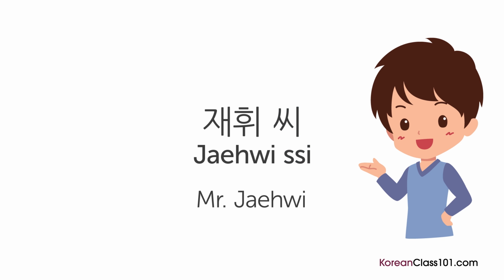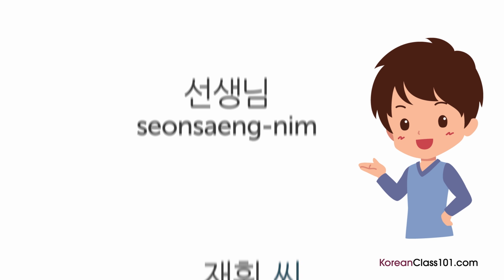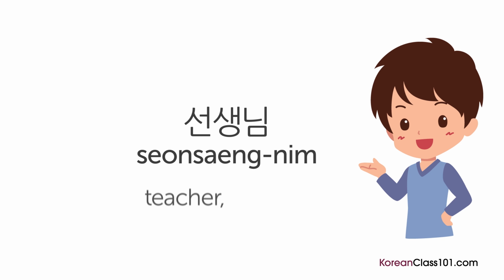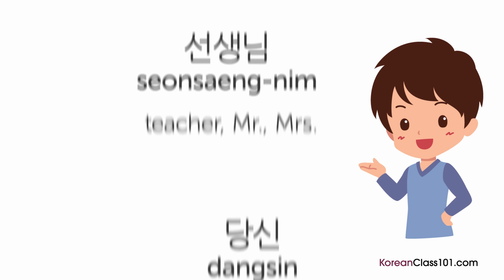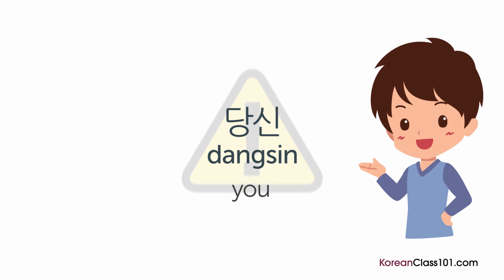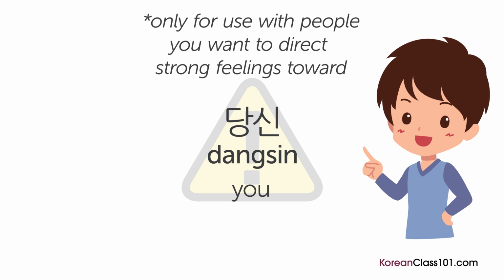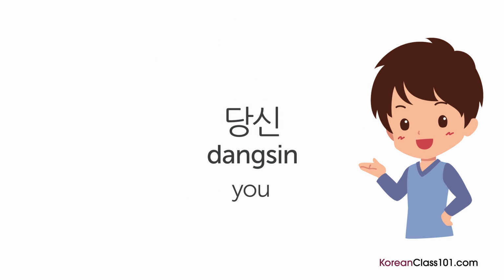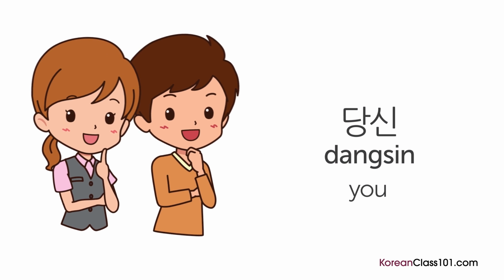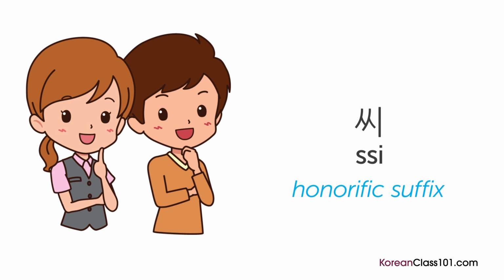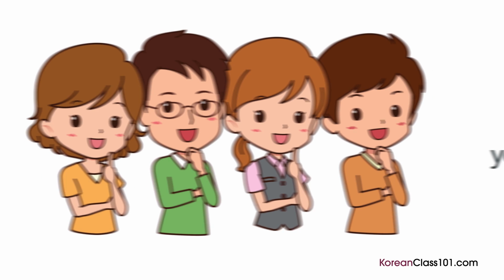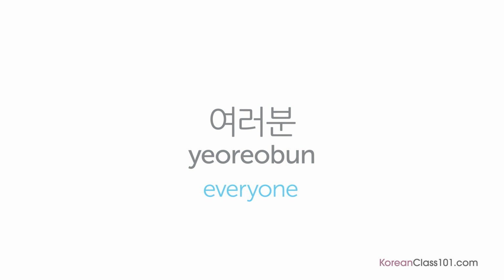People will also use job titles in place of 씨, such as 선생님. This literally means teacher, but it can also function like Mr. or Mrs. too. Because you or 당신 is so strong in Korean, you can only use it for people you want to direct strong feelings toward. If the person you want to address is someone like a stranger or coworker, it's better to use the honorific suffix 씨 or their job title, as we mentioned earlier. If you want to address a group of people, you can use the word 여러분, meaning everyone.